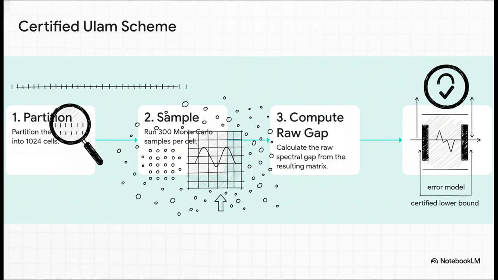First, we chop up our system's interval into 1,024 little cells. Then, we use a bunch of Monte Carlo samples to build a big matrix that approximates what's really going on. From that matrix, we can calculate a raw spectral gap. But here's the crucial part. We then apply a really rigorous error model from the previous papers to get a certified conservative number. This isn't just an estimate, it's a lower bound we can actually trust.